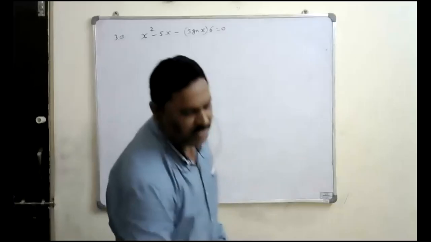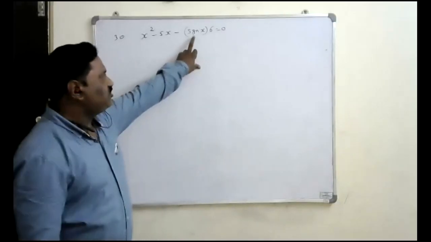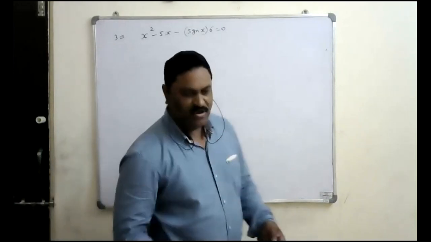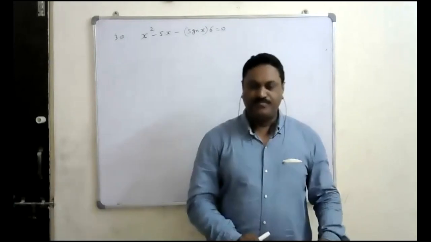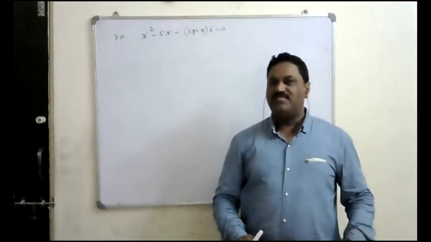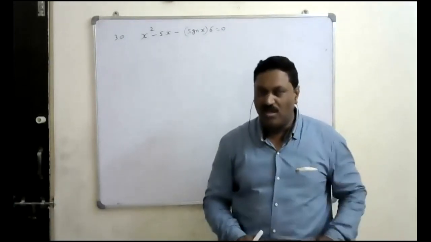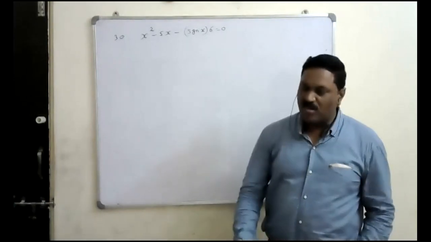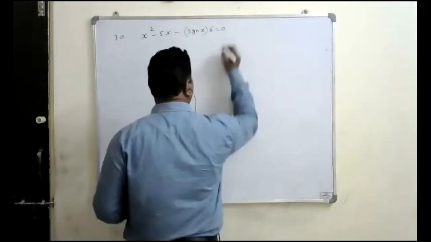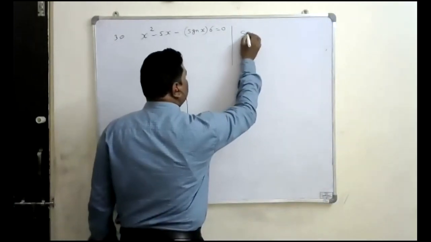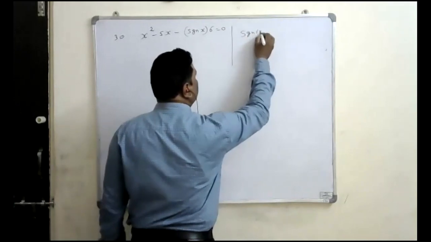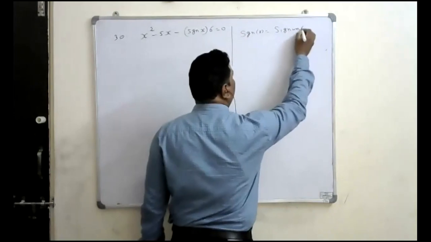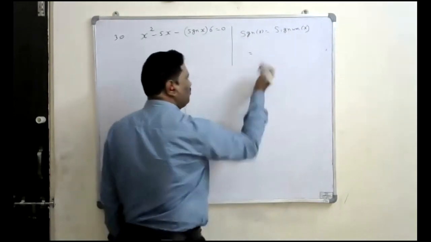So the problem is simple, but you should know what is the meaning of sgn of x. Sgn of x is called the signature function, or simply you can call it the signum function. Signum function or signature function. So what is the meaning of this? sgn of x, you can also write signum of x, or call it a signature function.